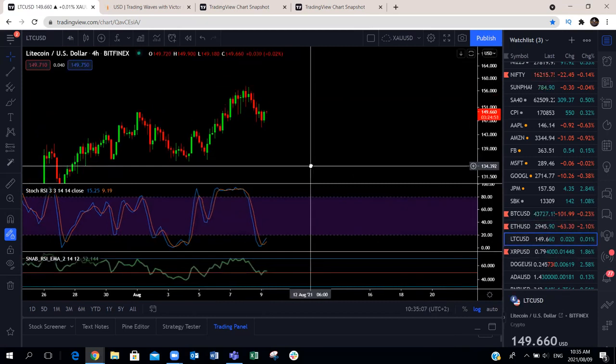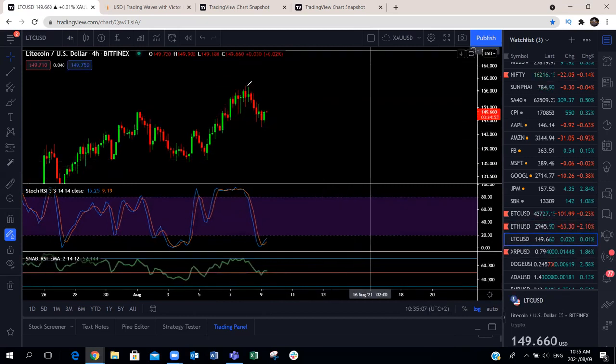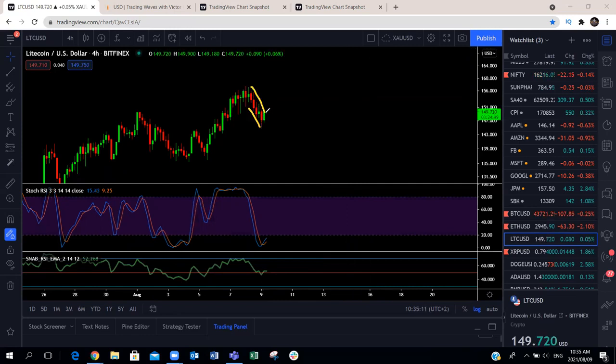Just looking at this, you can see Litecoin is even looking stronger. The structure is looking better than the others. We are looking for this to make one more up, back to 160 on Litecoin.